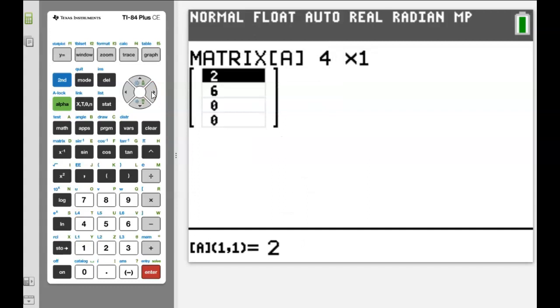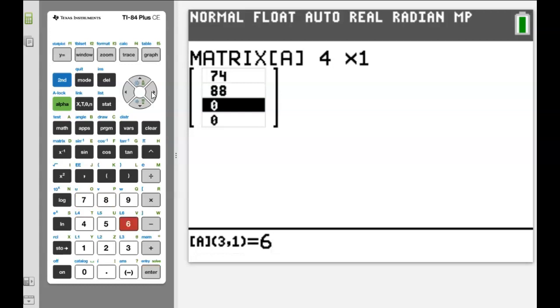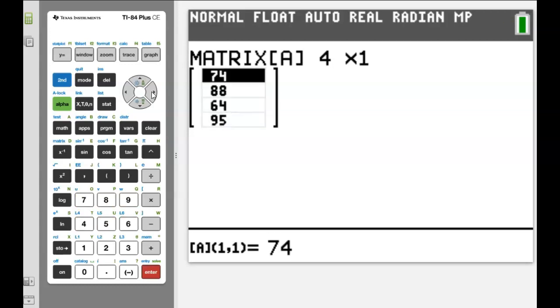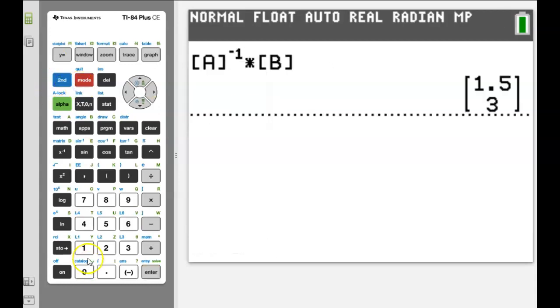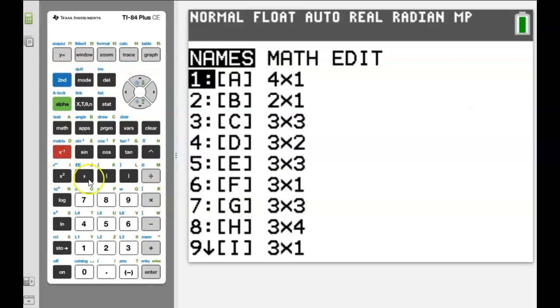Can you read me the numbers? 74, 88, 64, and 95. There is a scalar button on here, but I would just do it from the home screen. I think you can just go 1.03 times, times, not divide. And I put that in matrix A. We'll see if it lets us do that.